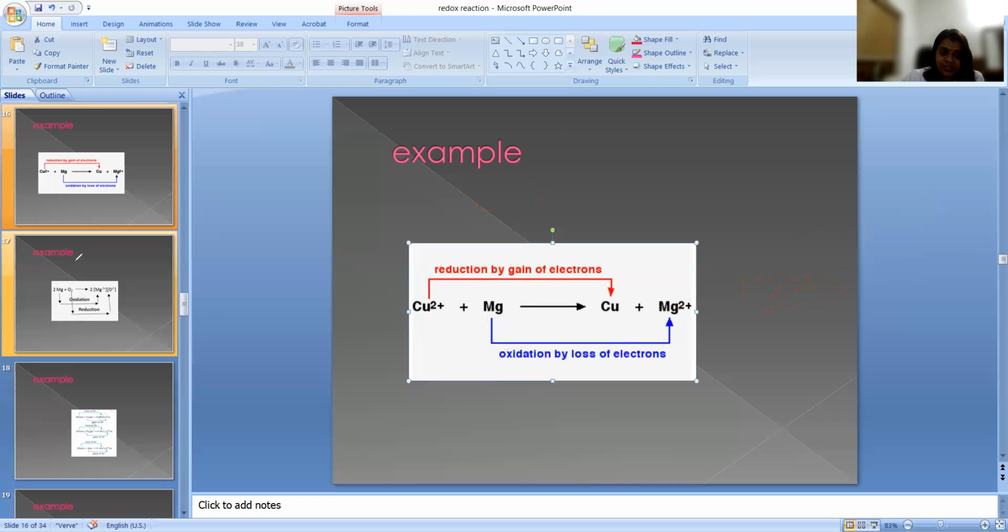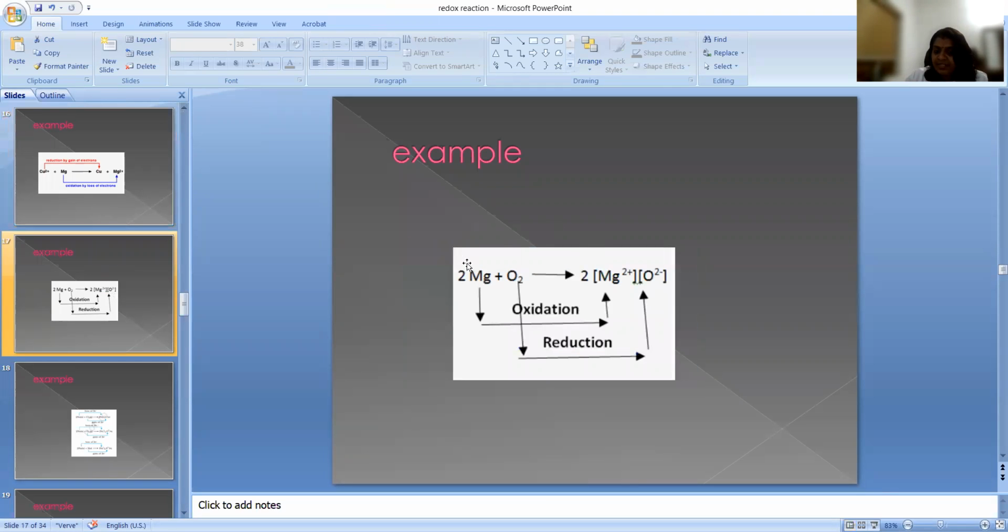Now, let us see the next case. Look at this particular example. When Mg is reacting with oxygen, what is happening? They are in elemental form, all neutral, no charge. In the compound form, that is MgO, Mg is existing as 2 plus and O is existing as 2 minus. In ionic bonding, magnesium gives 2 electrons to oxygen and oxygen gains 2 electrons, forming the ionic bond. So Mg has a 2 plus oxidation number, and oxygen has 2 minus.